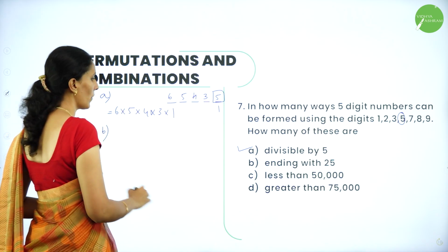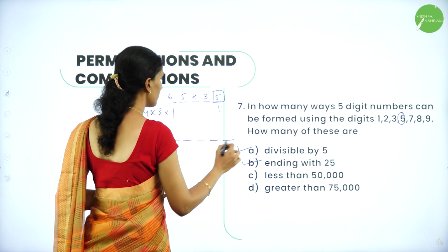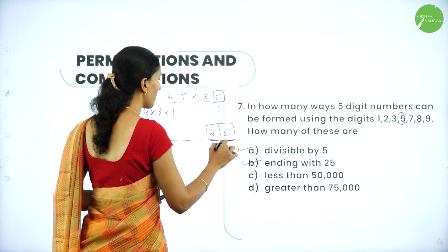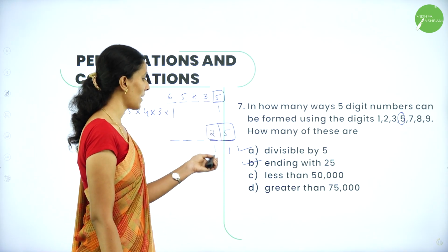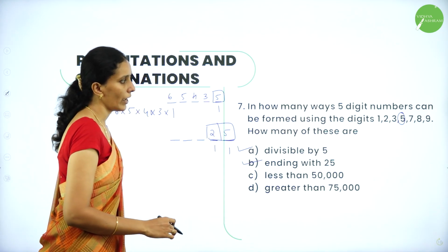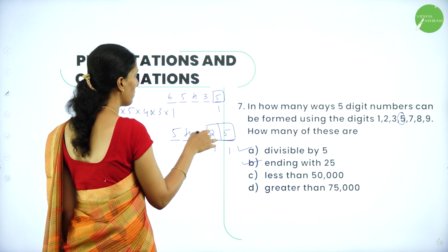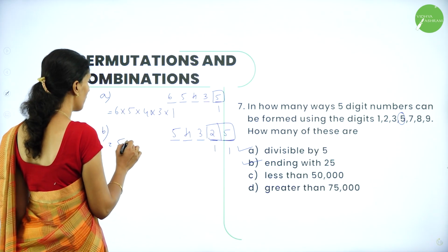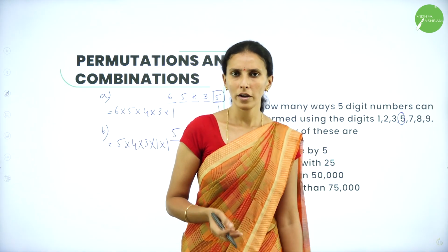Next, my second question, ending with 25. Again 5-digit numbers. Ending with 25 means we have only one choice for each unit here. Okay, so 2 is a number, not the choice. 5 is a number, not the choice. The only choices for these places are 1 and 1. Okay, so therefore 2 is gone, 5 is gone. So, how many numbers are we left with? 5. Again one number is gone, 4. One more number is gone, it is 3. So therefore the total numbers ending with 25 is 5 into 4 into 3 into 1 into 1. You can write 1 into 1 or you can leave it.